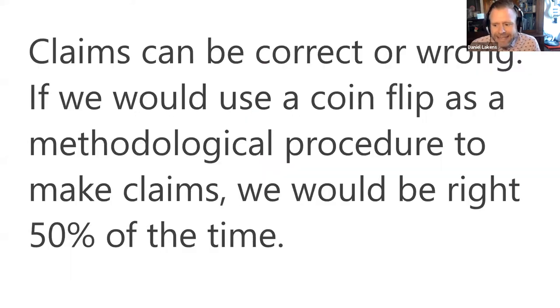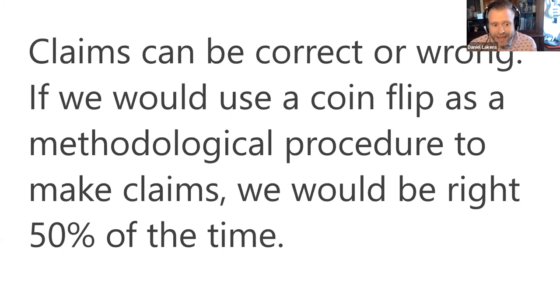Now, if we make claims, then claims obviously can be right or they can be wrong. You can make a claim and be correct about it, or you can make a claim and be incorrect about it. As scientists, we would like to be correct about the claims that we make. So if we use a procedure to determine whether we can make claims or not, we want this methodological procedure to be right most of the time. Now, we could have, as a methodological procedure, a coin flip. We just flip a coin, we don't even collect any data, and we just decide whether your claim is correct or not based on a coin flip.